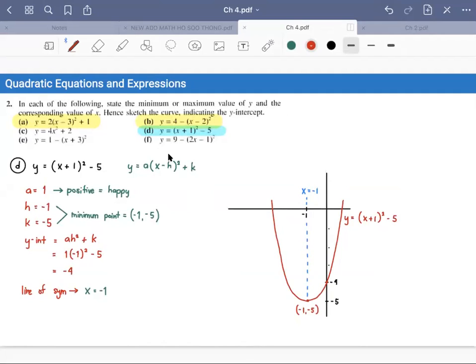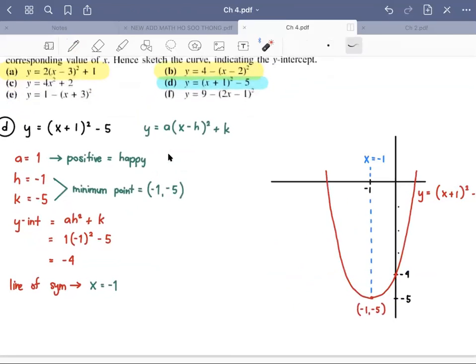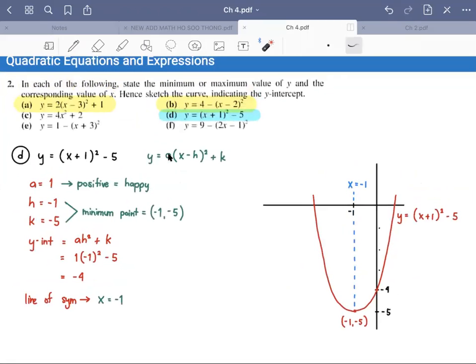So again, what do we need to do on this type of questions? We need to find the minimum or maximum point, and then we need to find the y-intercept. Okay, so only those two things. Now, maybe you are asking, why do we need the line of symmetry? We need the line of symmetry to properly draw our curve. In some instances, they will be asking for the line of symmetry also. So it's better that we know how to find the line of symmetry right away.